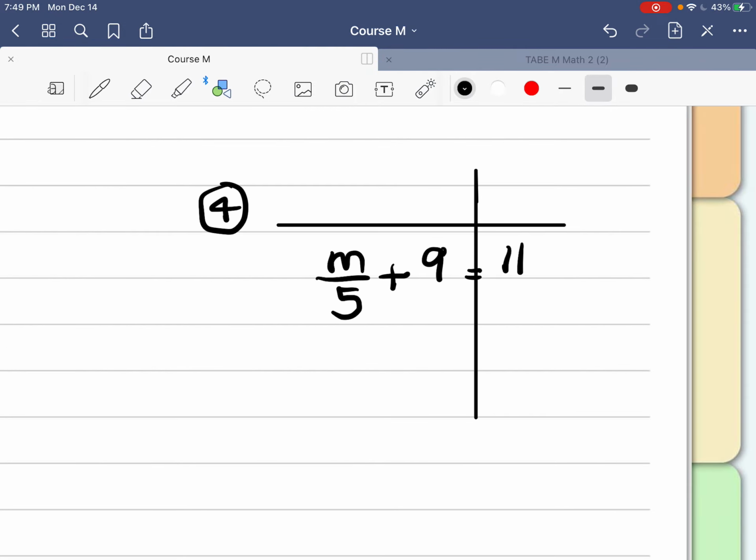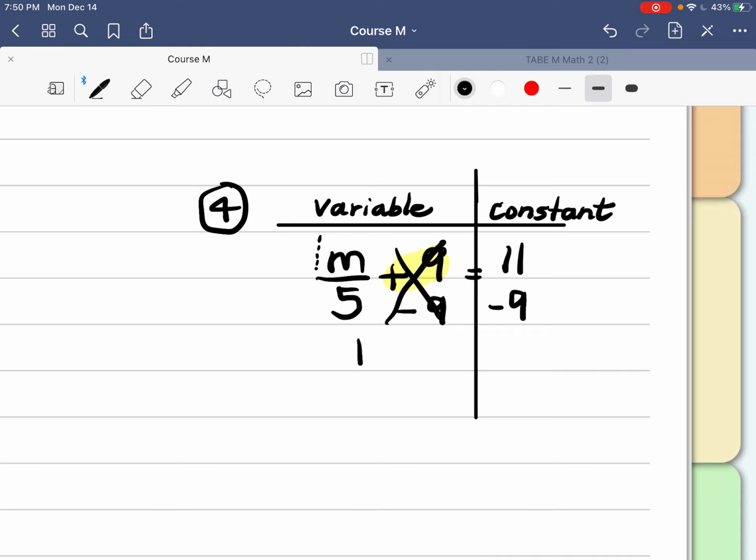Power T. Variable, and I am going to go ahead and put that ghost 1 there with that variable, and then constant on this side. So let's bring our 9 over to be with the 11, and I have to minus 9 to move it, and I'll cancel that out. So I'm left with 1/5 m and then a 2 on the other side.